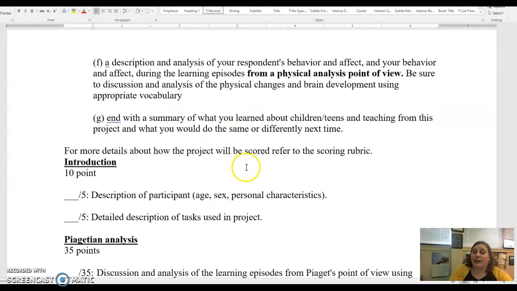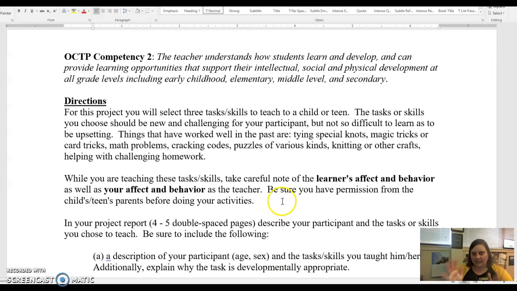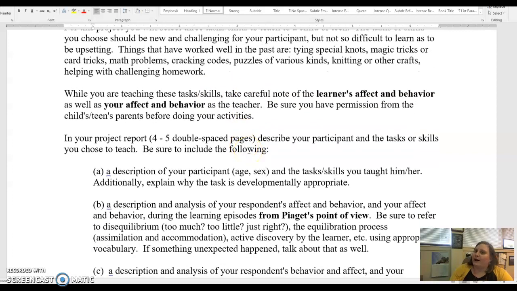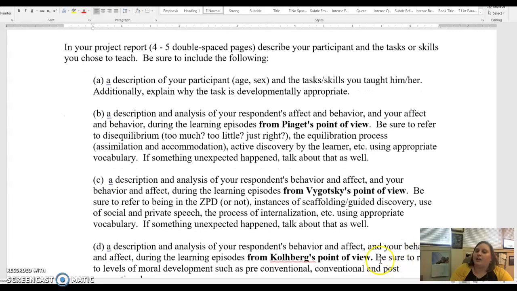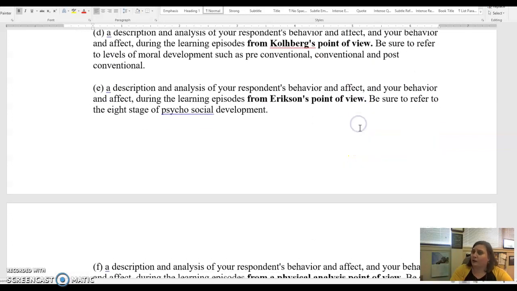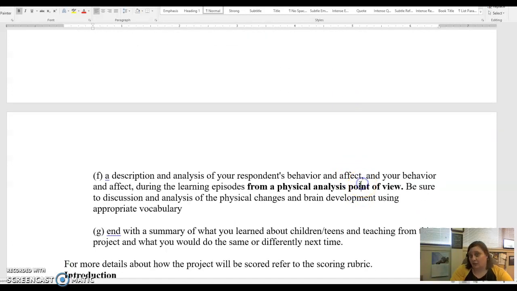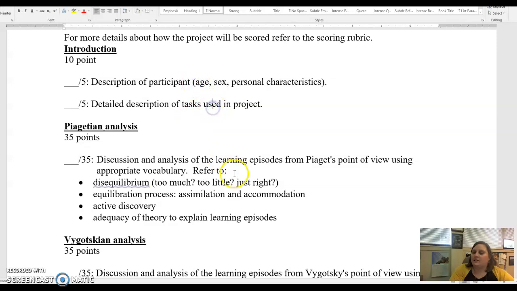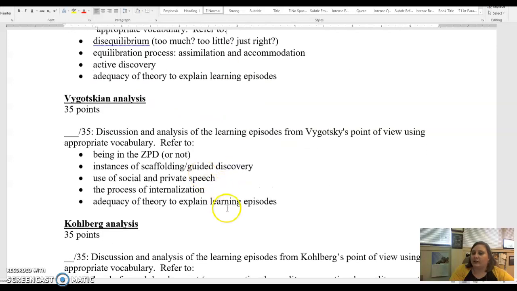And then you're going to end with a summary: what you learned, what you'd do differently, and just any information that you have upon reflecting on how it went. So that's the whole task. You're teaching 3 skills to a learner. That's either a child or a teen. You're going to take note about how you feel and how they feel. And then you are going to write about it from Piaget's point of view, Vygotsky's point of view, Kohlberg's point of view, Erikson's point of view, and a physical point of view, all of which we've covered in class so far. And then the points associated with each of these are listed down here.